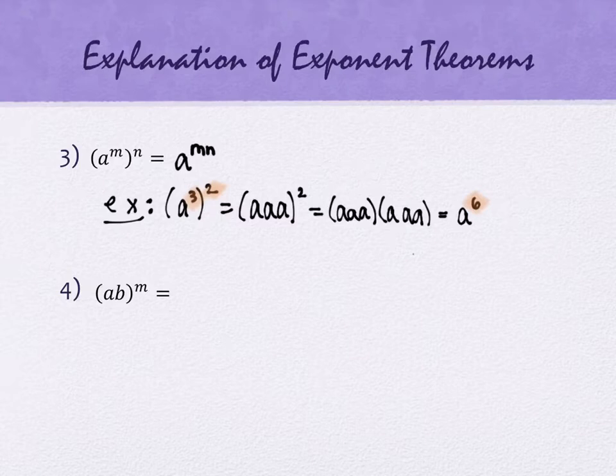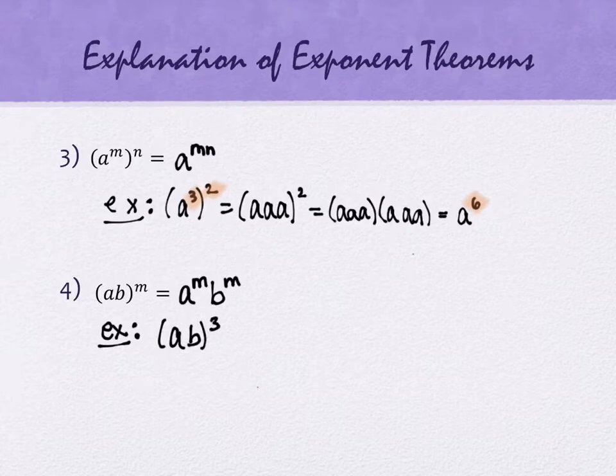And then the last one, where we said that we are going to carry the m through the problem to apply to the a and the b separately. Let us say that we had ab quantity cubed. So, if we have ab quantity cubed, then it means that I have ab times ab times ab.